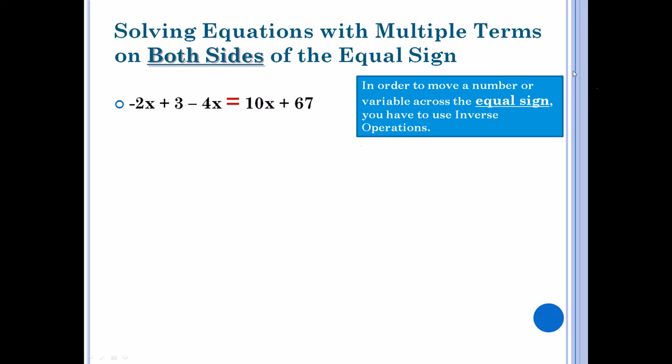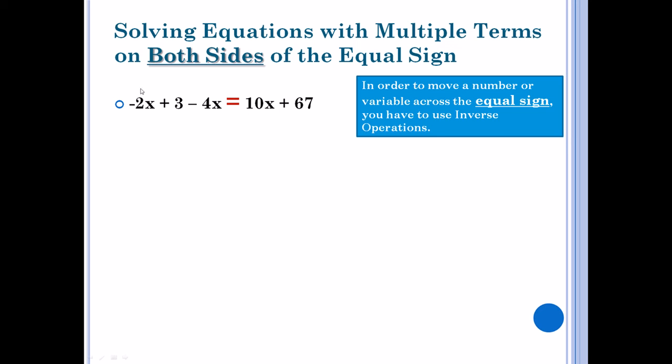I put this as a reminder. In order to move a number or variable across the equal sign, you have to use inverse operations. If you cross the line, you've got to do inverse operations.